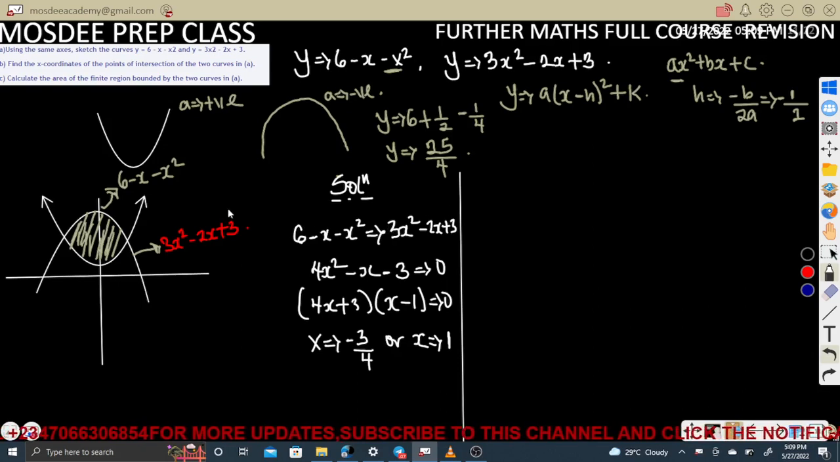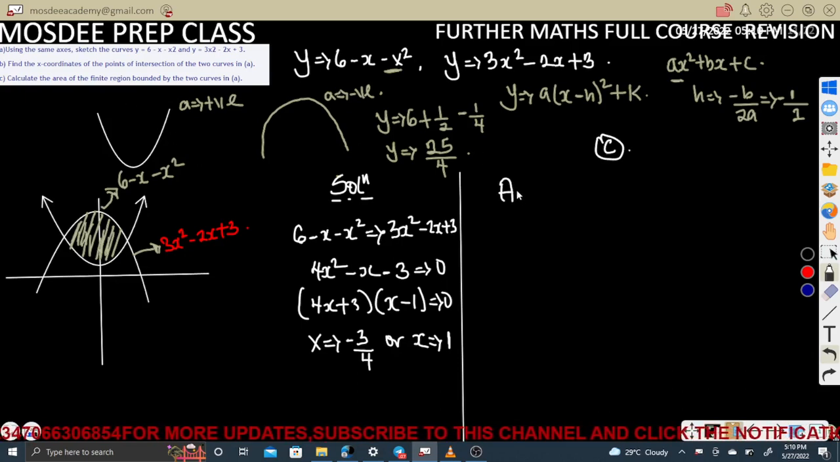So I've said that the C part of the question is now the last part, which says area within curve. Within curve, students should know that it is integration. We use the knowledge of integration to find area within curve. Area within curve is given as the integral of y dx or x dy.